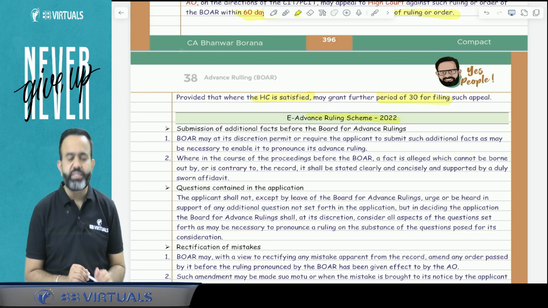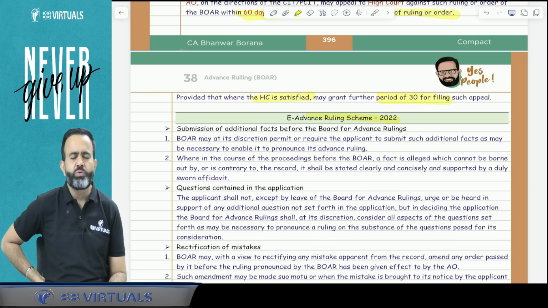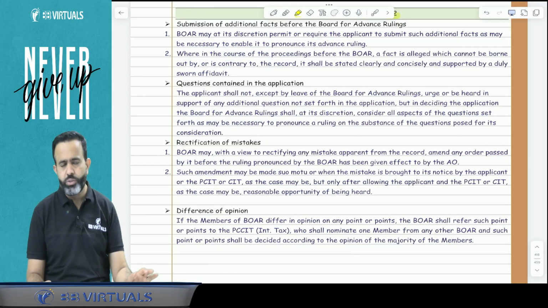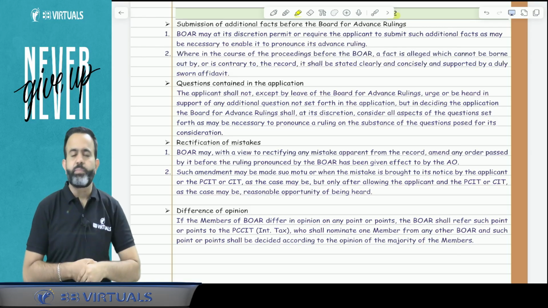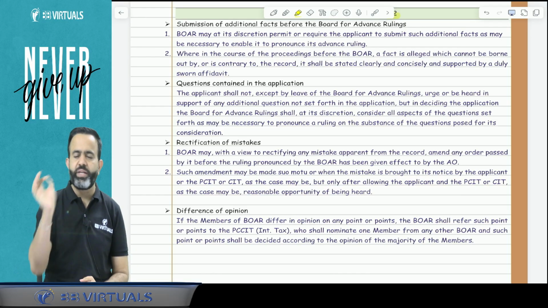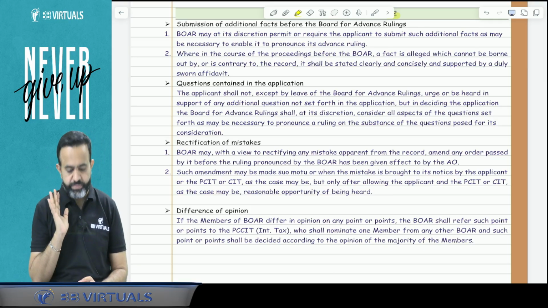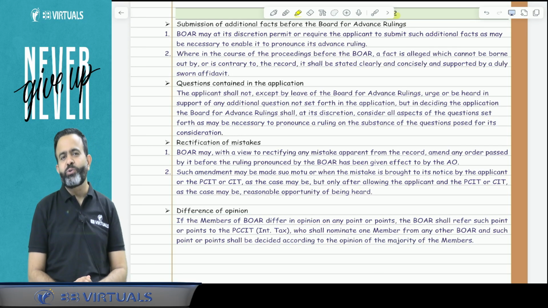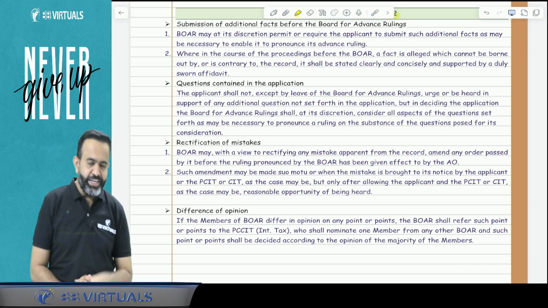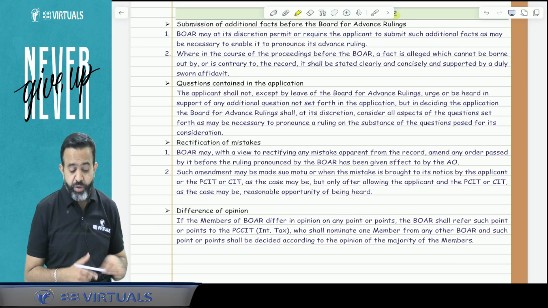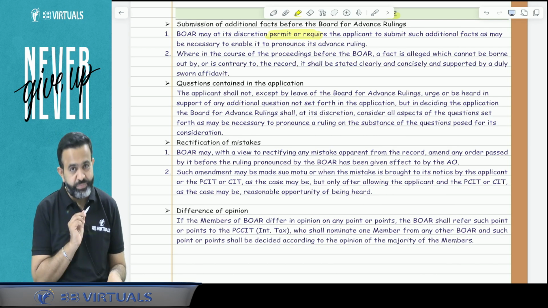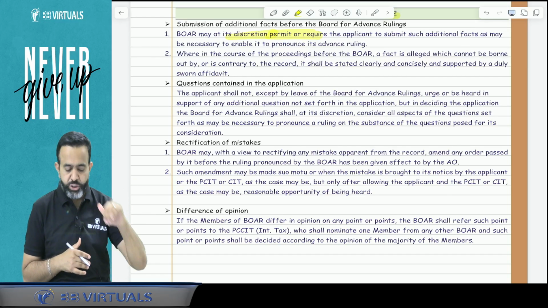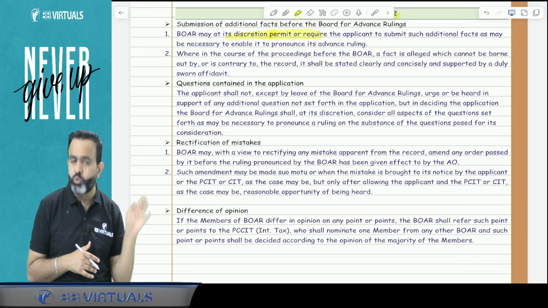Now guys, the E-Advanced Ruling Scheme 2022 is not applicable in your examination, but there are certain 3-4 points that are covered by the ICAI in their module, so I have also covered these points here. First is, suppose guys, when you apply for the advanced ruling, you have filled the form and disclosed the facts, but after some time you realize that you want to disclose additional facts. So can you disclose the additional fact or not? Answer is yes guys. Here you can disclose the additional fact, but the board will permit only if it wishes, as there is a discretionary power. If they wish to admit that additional fact, then they will consider it also.